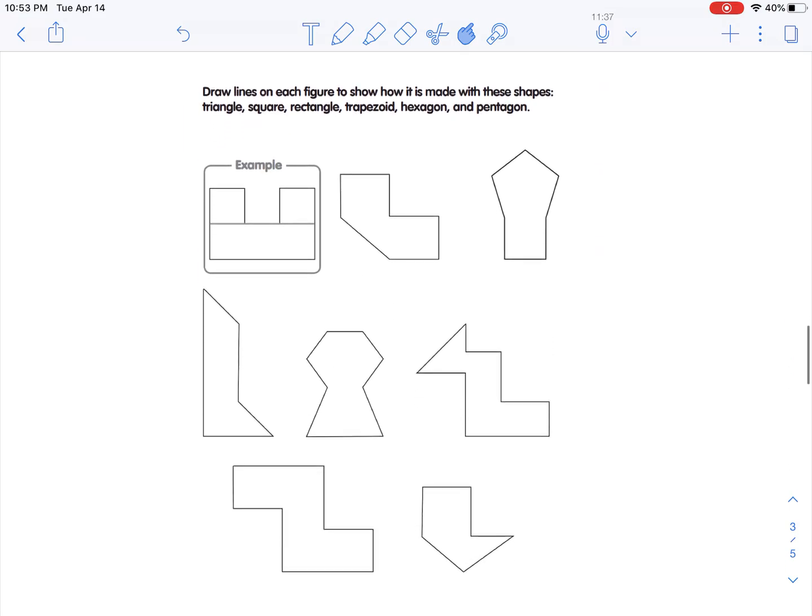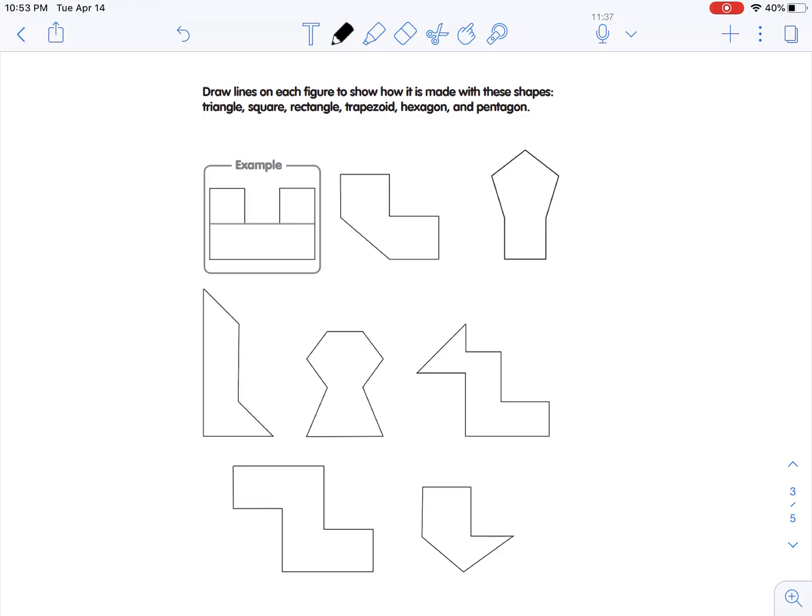All right, let's look and see what it would like us to do. It says draw lines on each figure to show how it's made with these shapes. Triangle, square, rectangle, trapezoid, hexagon, and pentagon. Below they gave us an example of how they divided this shape. It looks like this line straight across is what they added in right here. I don't know if you guys see the same, but that's right above the line I'm drawing. Looks like that straight line they drew in. All right.